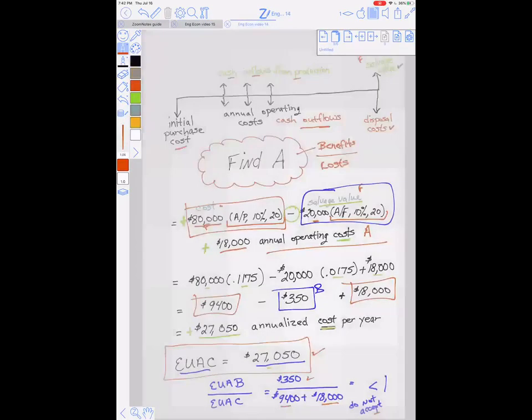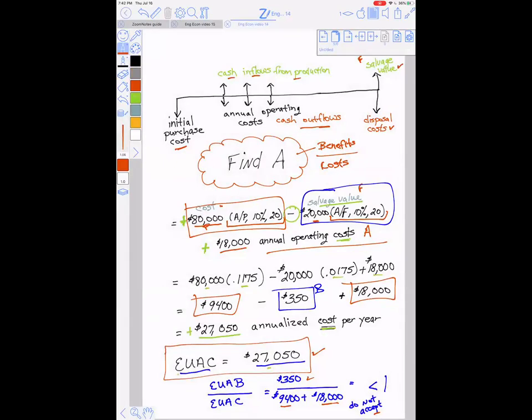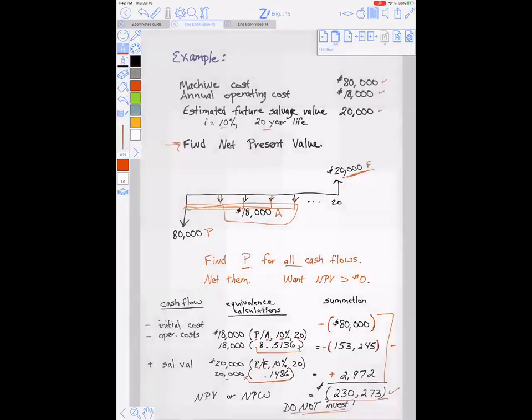That's the same result we came up with for the same set of cash flows with our benefit cost ratio, right? Do not accept. Benefit cost ratio equals uniform annual benefits over costs. That ratio was less than 0, or I'm sorry, less than 1. The ratio is less than 1, so do not invest. So we came up with the same conclusion using two different analysis methods. Both of them use the time value of money, right?